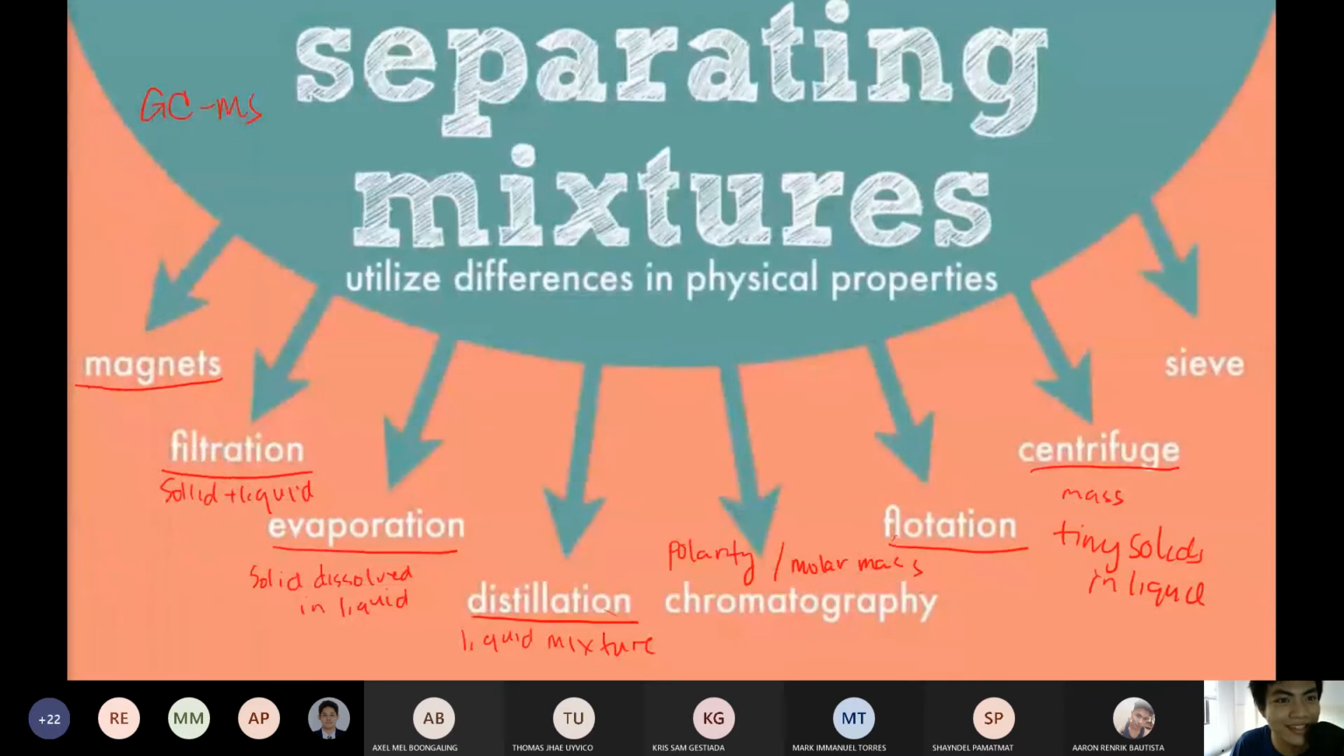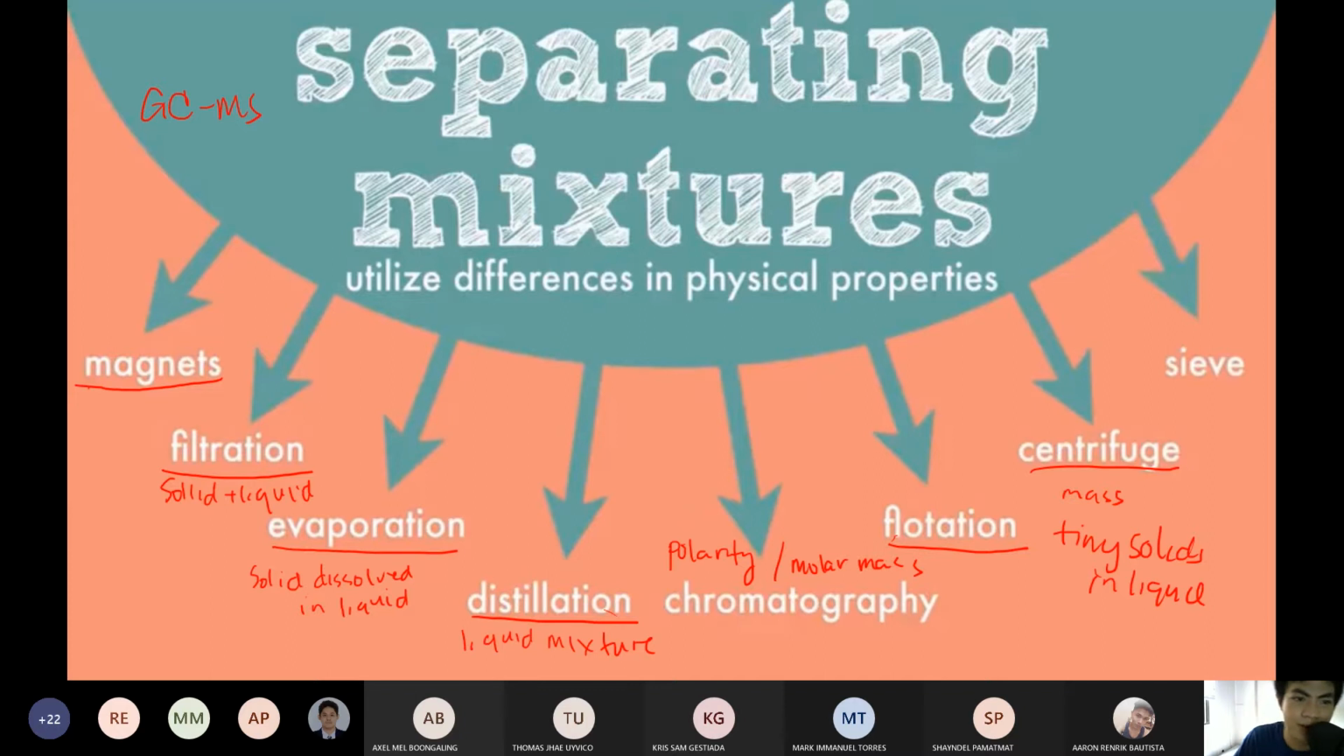Okay, so anyway, so yeah, that's centrifugation. It makes use of centrifugal force to push heavier objects farther below the tube. Okay, and then lastly, the sieve. Okay, so sieve is like a filter, no? Para siyang filter, but smaller yung kanyang holes. Okay.